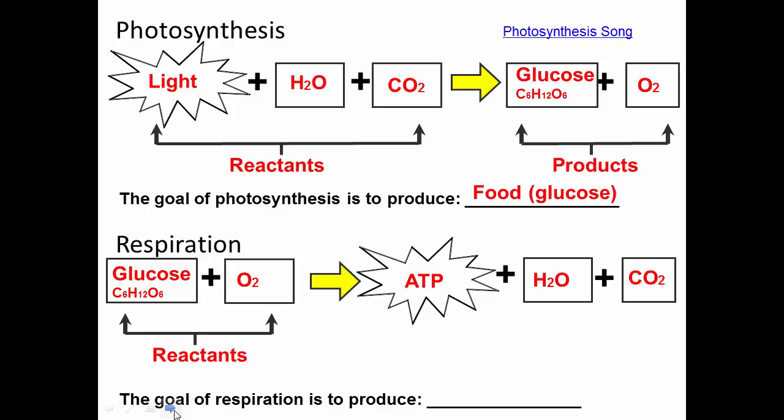Again, we have the reactants on the left side and the products on the right side. Hold on, I'll answer your question in one second. Let me finish this. And so what would you say is the ultimate goal of respiration? The goal of photosynthesis was to produce glucose. What's the goal of respiration, Brendan? To make energy, to make ATP. Okay, Sophia, what was your question?